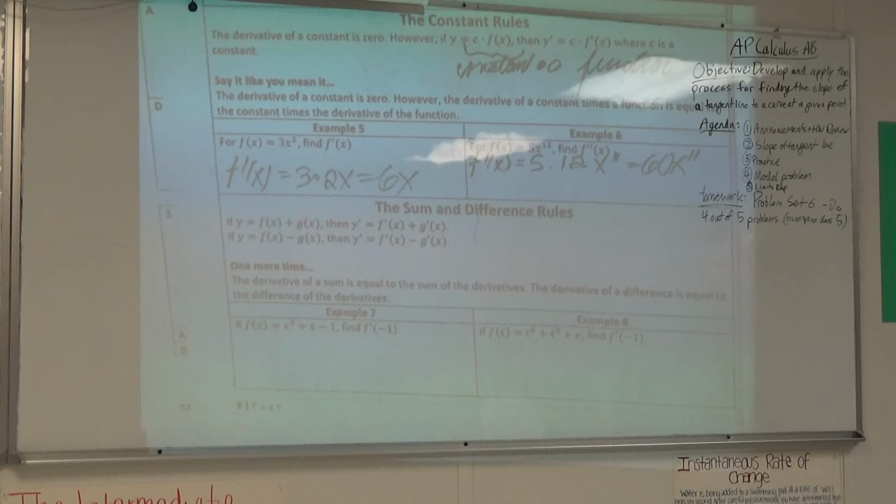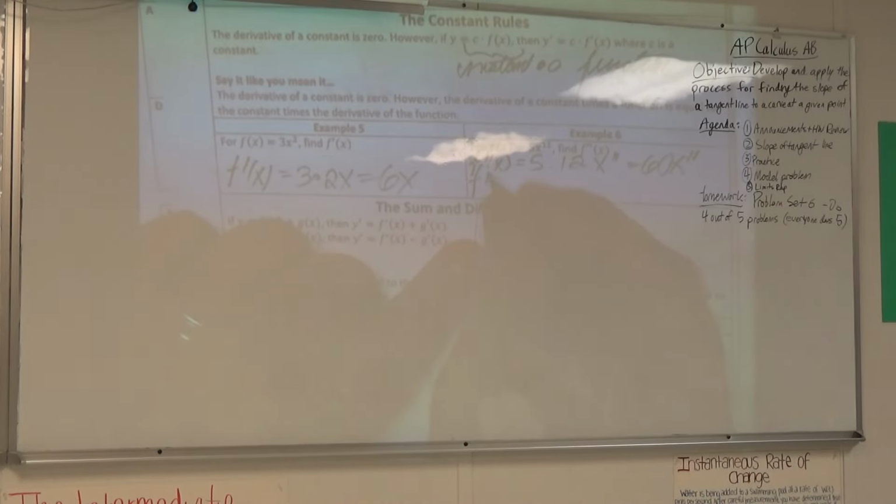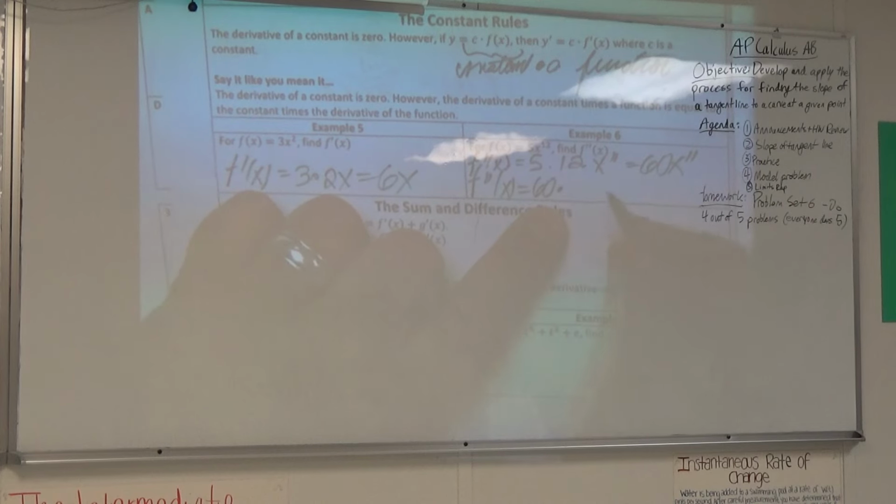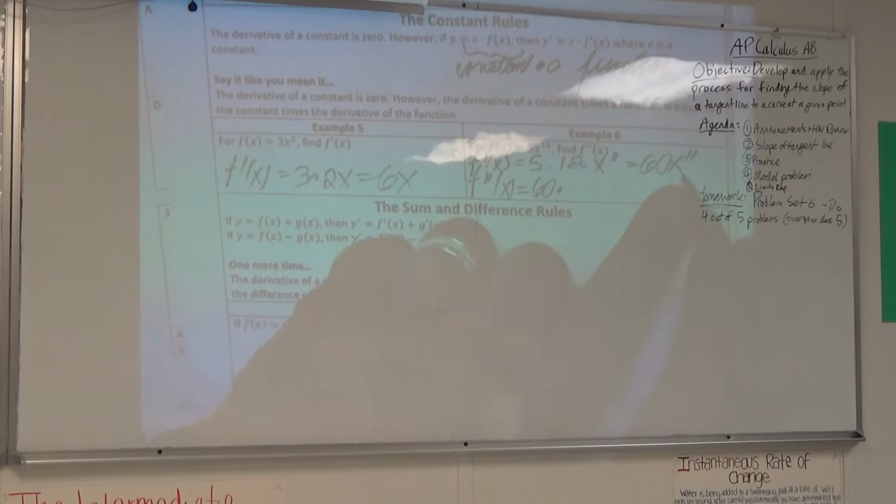Everybody good? F prime prime, f double prime. Aaron, what do you have for me with f double prime? 60x to the 10th? I don't agree with that. 660. 60 times, take the derivative of x to the 11th. We're at 660, right? The first step would be 11x to the 10th power. Bring that power down, reduce the power by 1, 660, and multiply it carefully: 660x to the 10th.